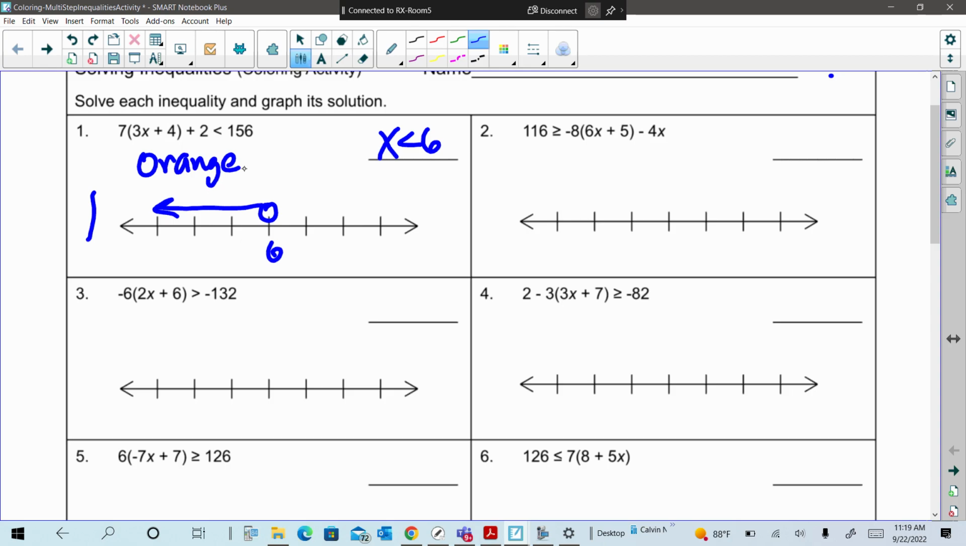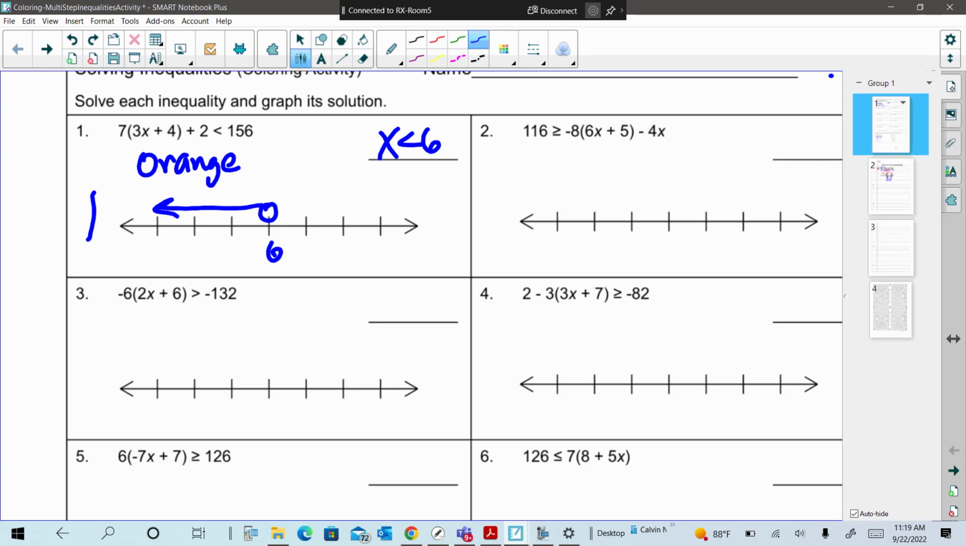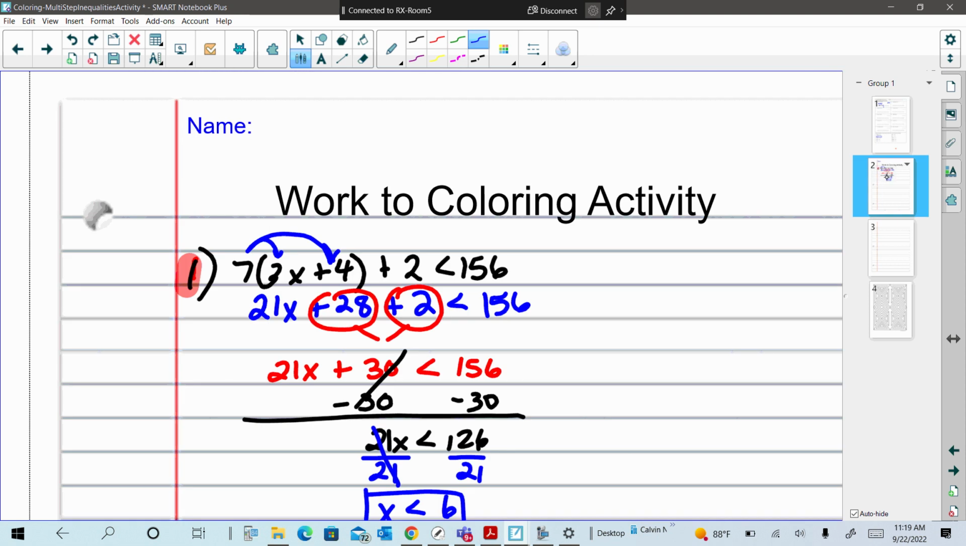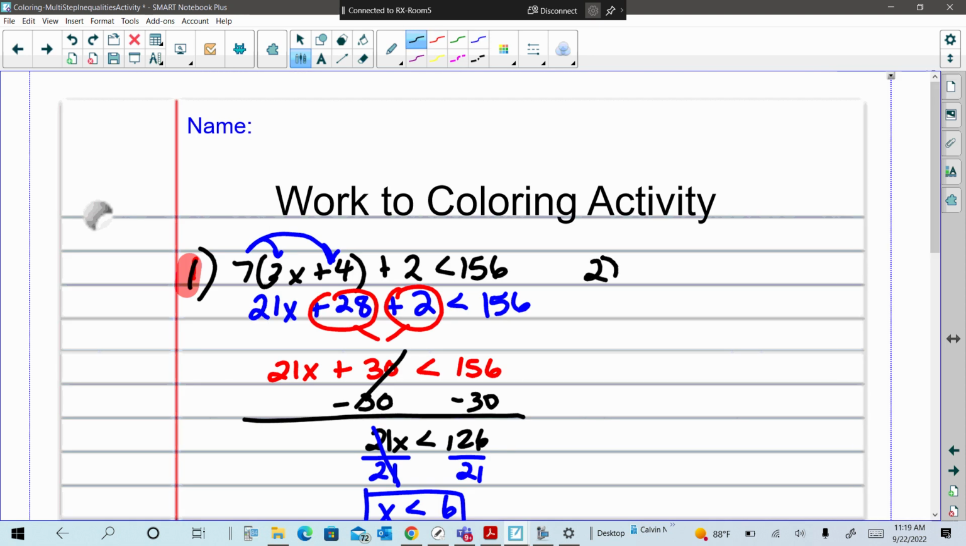I'm putting this here because this is my key to my design at the end, but also because I know there's not a lot of room here. That's why I'm doing my work on a separate sheet of paper, and there are multiple steps on these problems. All right, so I'm going to just go to number 2. This is my number 2.